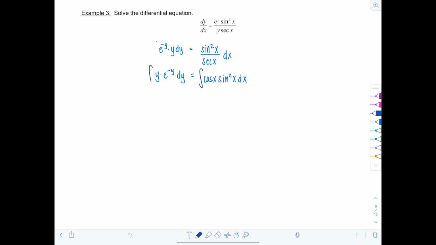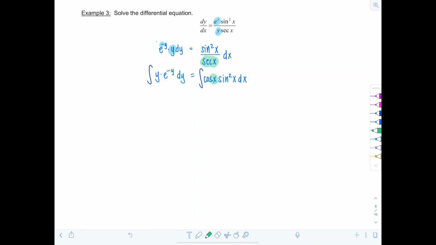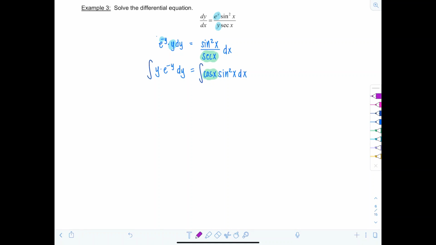And it's time to integrate both sides. Okay, so keep track of everything. This y is over here. Since this e to the y is in the denominator, now it's e to the negative y. And then I rewrote secant x in the denominator as cosine of x. All right, so let's see. How would we integrate the left-hand side? I have y times e to the negative y. So think back on your list of integration techniques. U-sub's not going to work. What's next on the list? That's right, it's by parts time.